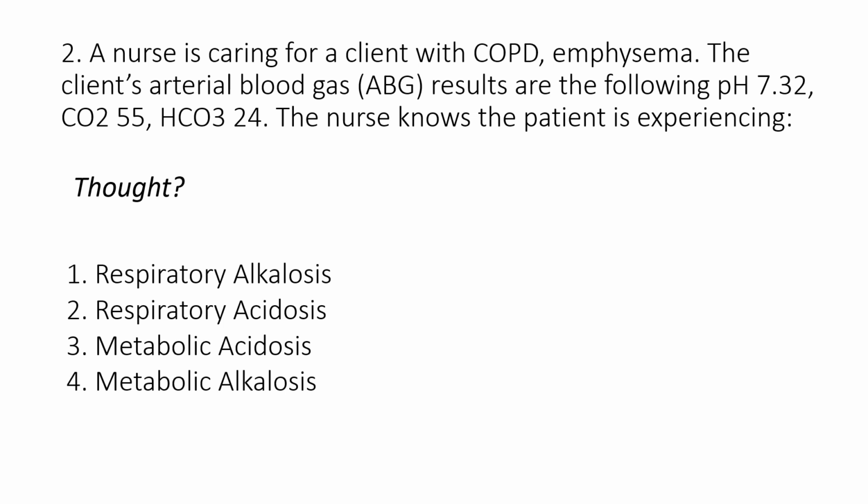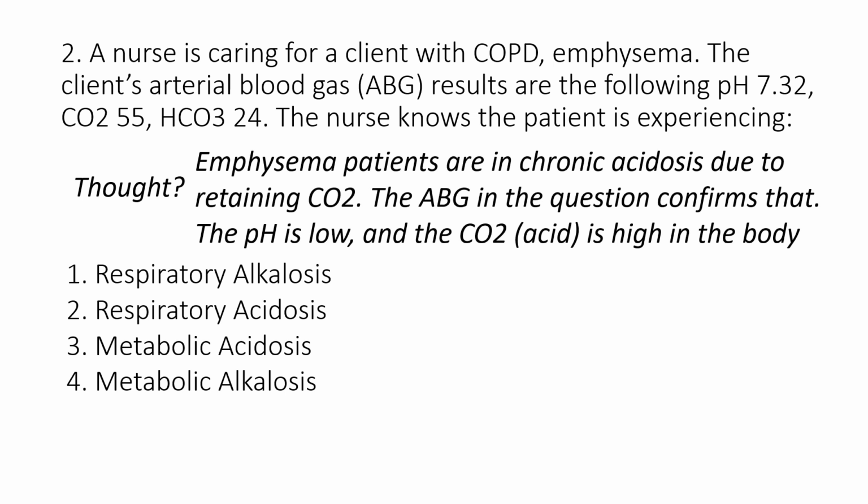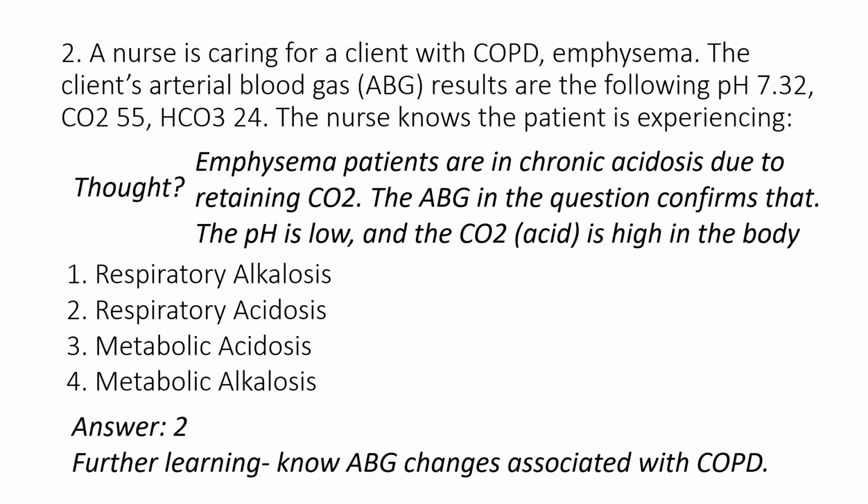So you could have had 2 ways to get to the right answer, which is number 2. You could have remembered that emphysema patients are in a chronic state of respiratory acidosis because they cannot exhale that CO2. And CO2 is acidic, and so therefore if they're holding on to that, they're going to be acidic themselves. You could have also gotten to the answer by analyzing the ABG. If you look, the CO2 is high, and that's your respiratory buffer, meaning it's a respiratory issue, and your pH is low, meaning it's acidic, respiratory acidosis. So the answer again was number 2.